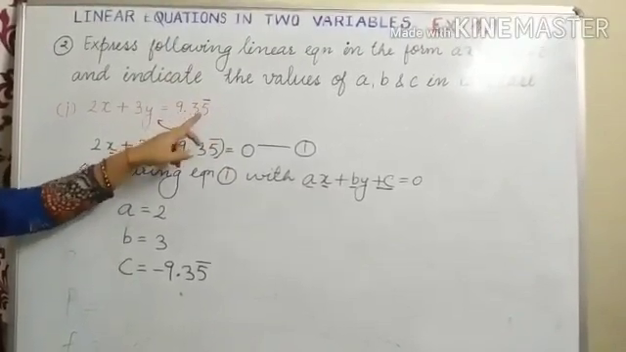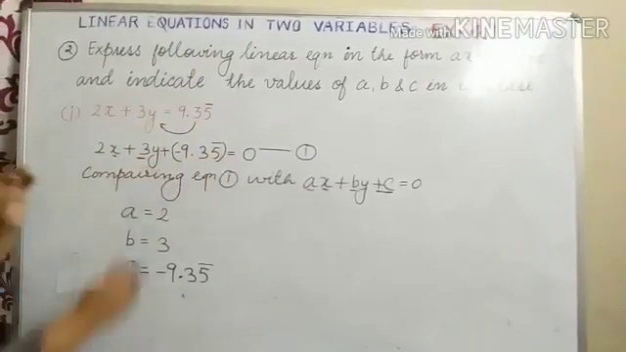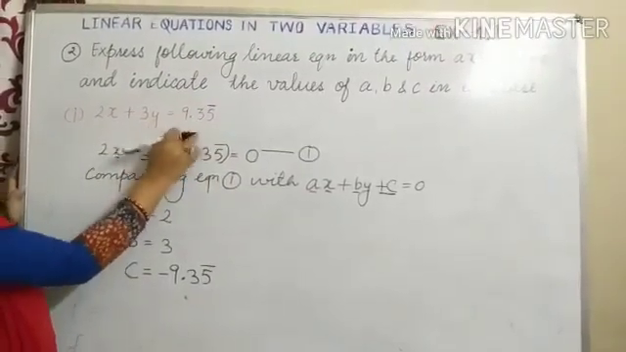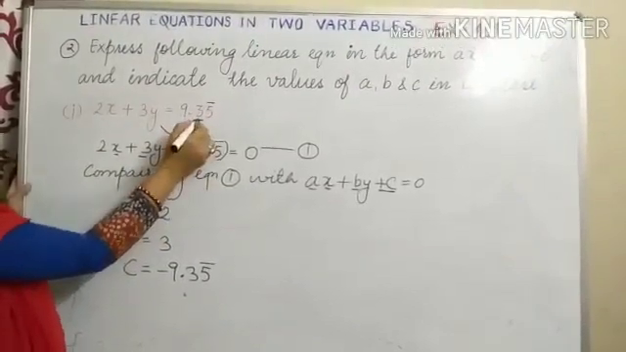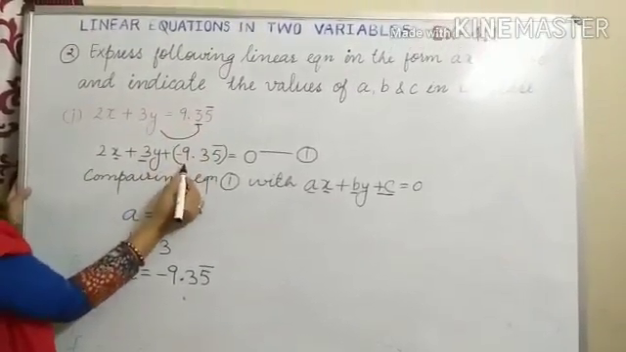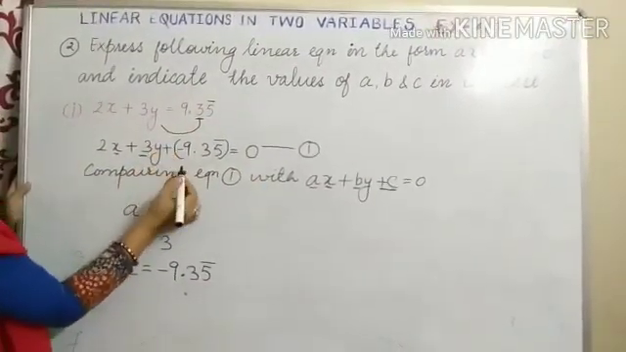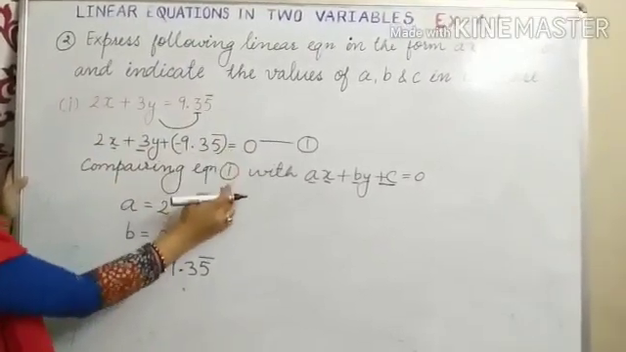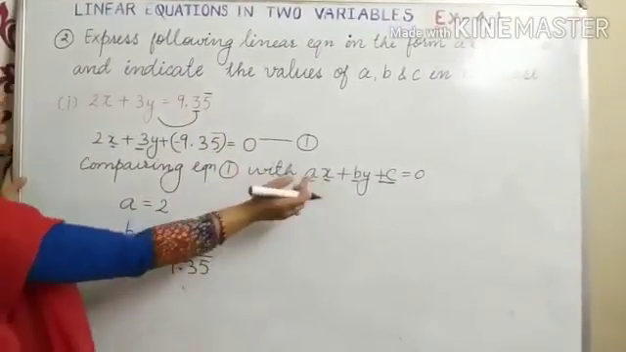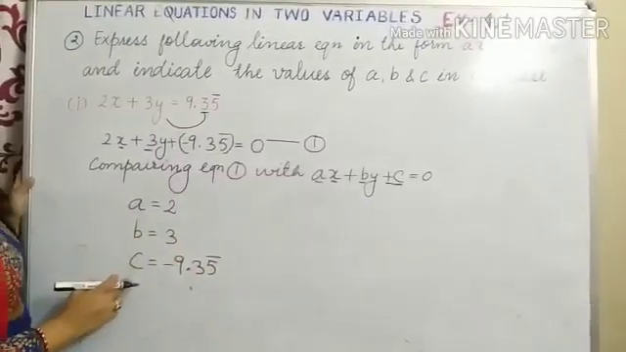That is, nothing should be on the right side. There should only be 0. Therefore, we have to take anything which is present there onto the left side. If it is positive on one side, it will become negative on the other side, and if it is negative, then it will become positive. And then we just have to compare the given equation with the standard equation, and by comparing we will get the values of A, B and C.